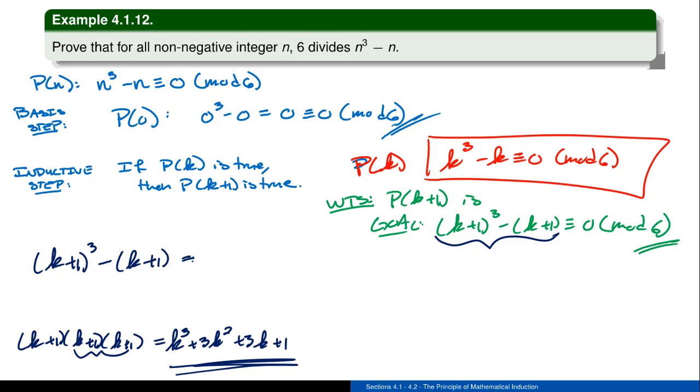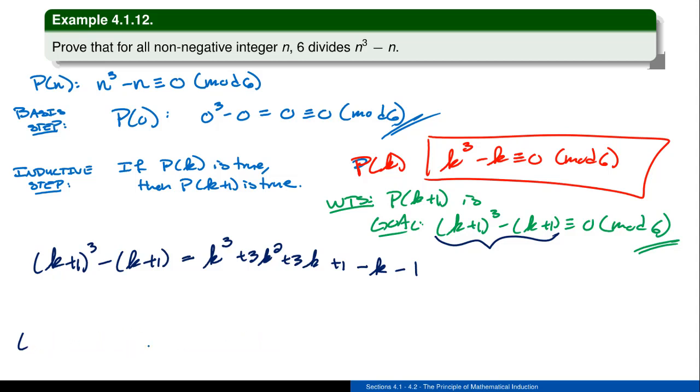Okay, so what happens when I actually bring that thing back up? You're going to see some really nice things occur. I'm going to have k cubed plus 3k squared plus 3k plus 1, and then I'm going to subtract off, distributing that negative sign here as well, subtracting off a k and subtracting off a 1. So let me get rid of that computation down here so I have a little bit of room to work with. Now you're going to look at this expression and be like, all right, what's going on here? Do I have good things occurring here? Do I have bad things occurring here? What do I want to see actually come into play?